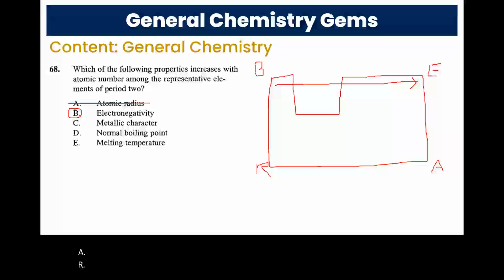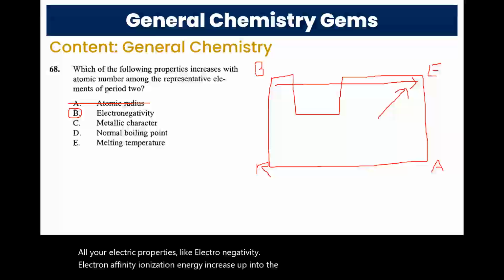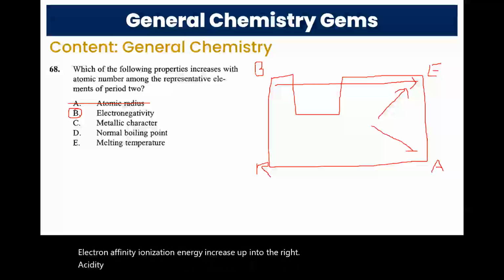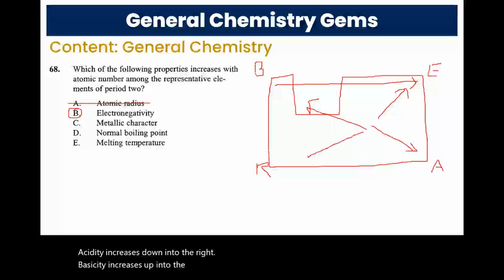BEAR. B-E-A-R, clockwise around the periodic table. All your electronic properties like electronegativity, electron affinity, ionization energy increase up and to the right. Acidity increases down and to the right. Basicity increases up and to the left. And radius increases down and to the left.